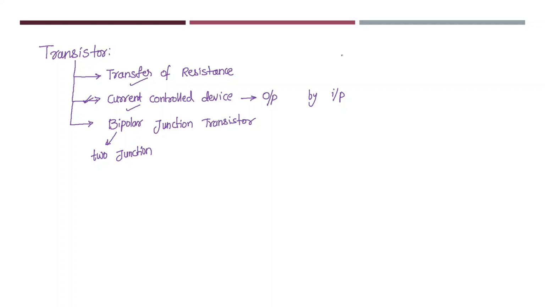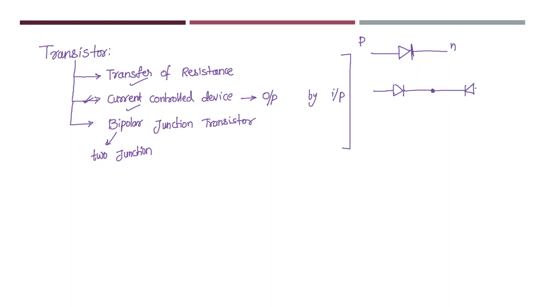Let us see how a transistor is formed. We know that a PN junction diode consists of two terminals. One is called the P region, the other is called the N region. When two PN junction diodes are joined, suppose this is one PN junction diode, I have taken another PN junction diode and joined it in this manner.